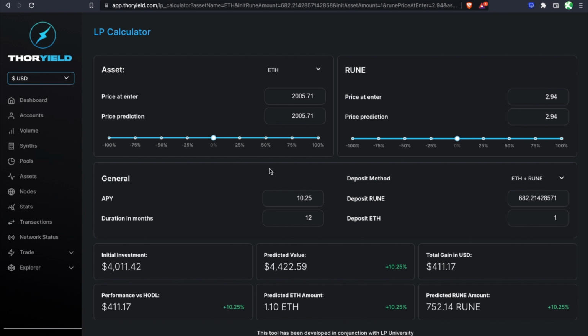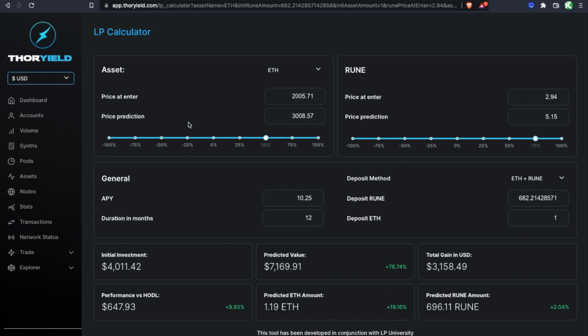Let's say we think ETH is going to go up by 50% and Rune is going to outpace that, going up by 75%. Then we're still up a lot. You'll notice that this is a little bit lower than that, which is from some of that impermanent loss. It's just being far outweighed by all of the rewards.